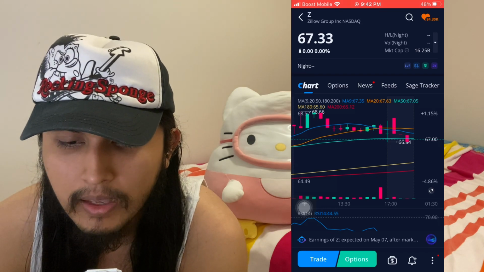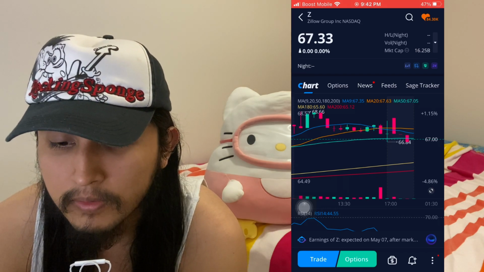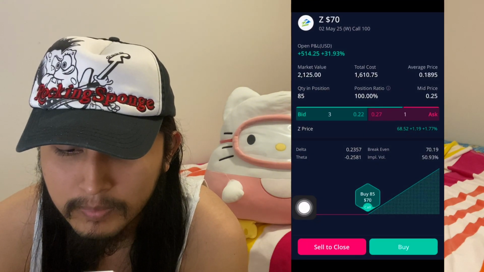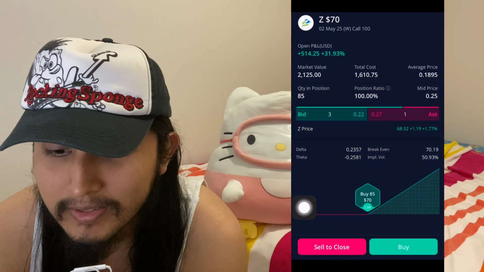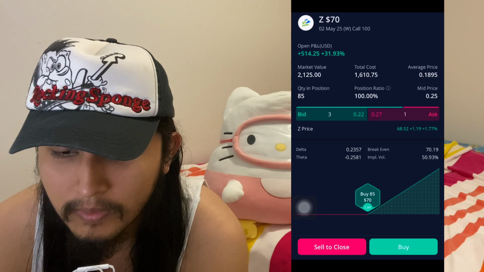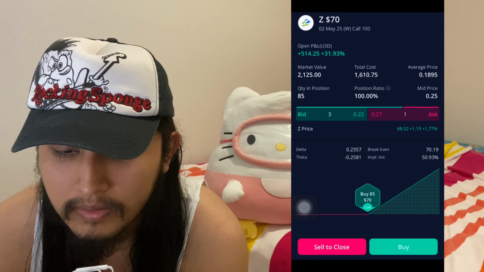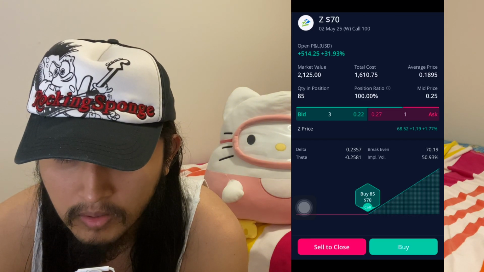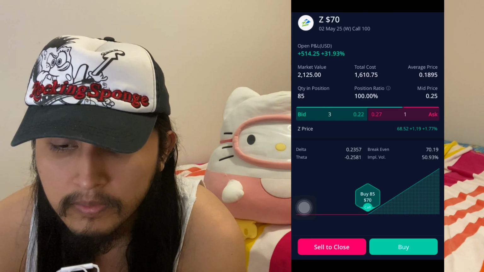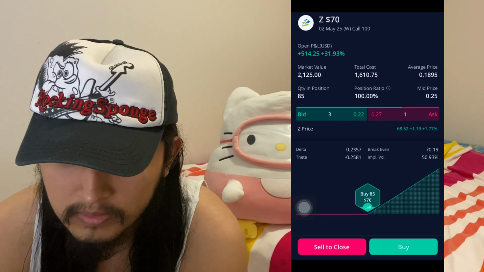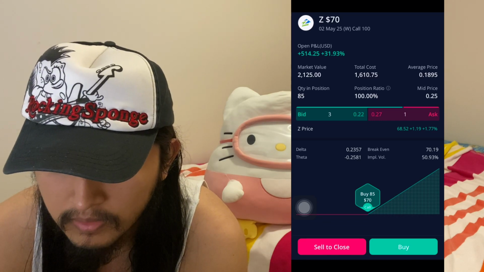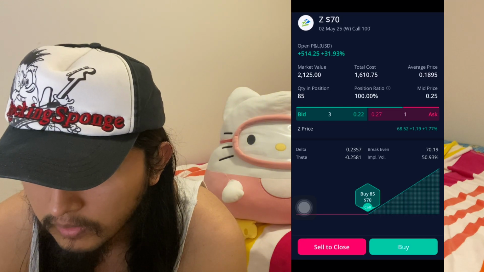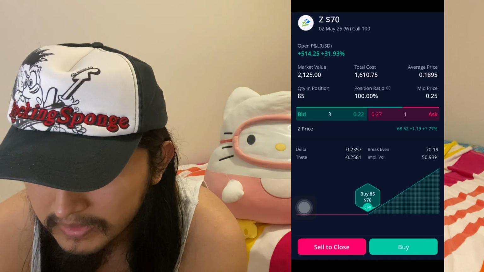And basically, how did I make $514 with 25 cents trading Zillow call options? So basically I made $514 trading Zillow call options. So looking at Zillow, right? So basically, yesterday I bought 34 call options at 15.35.